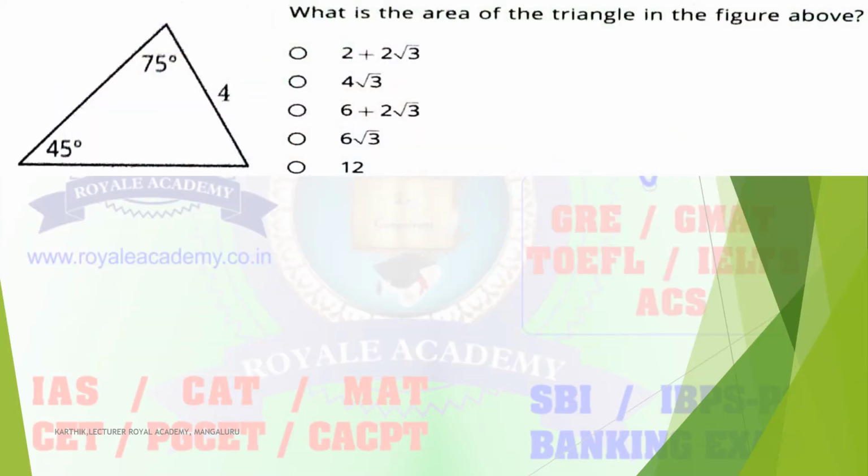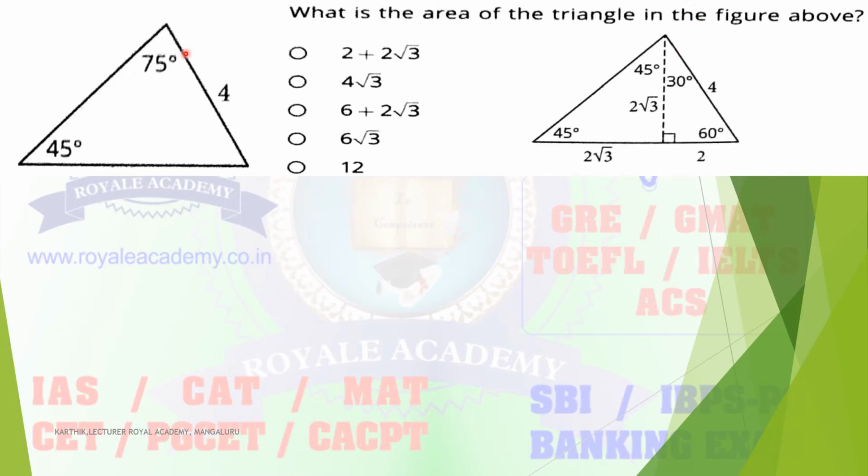Next, this triangle is given. Here 45 degrees, this is 75 degrees, and a relationship is also given, that is 4. What is the area of the triangle? Area is equal to half into base into height. From the figure above, you have to determine the area. So this triangle you bisect. Why? Because it makes the calculation easy.